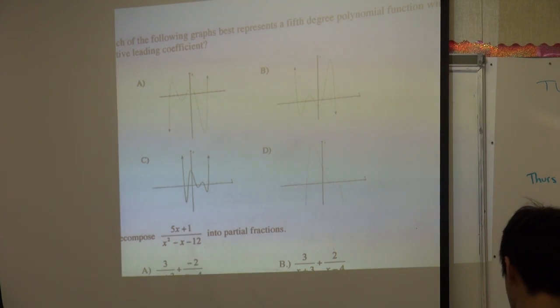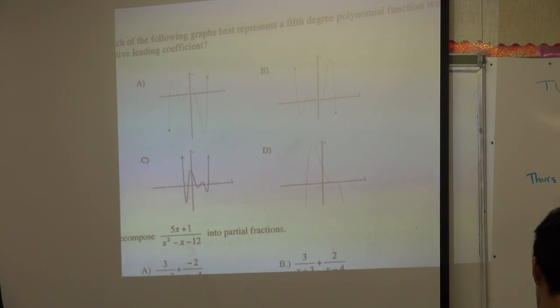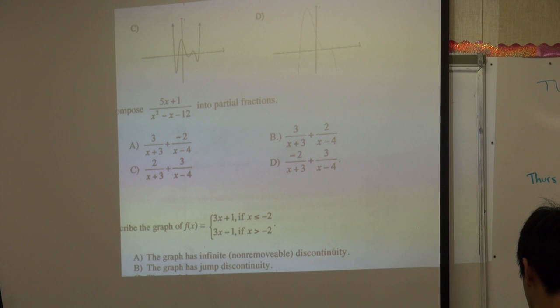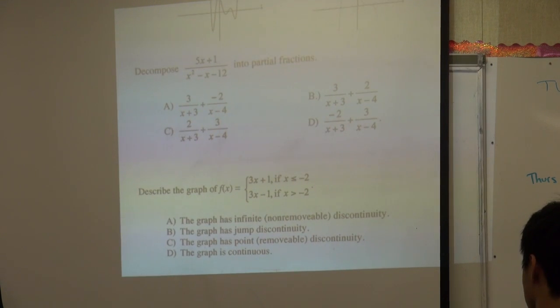Then it says a positive leading coefficient, which means it's the right side that should be going up. Therefore, the answer is A, and 88% of you got this right. How many of you are benefiting already from going over this?